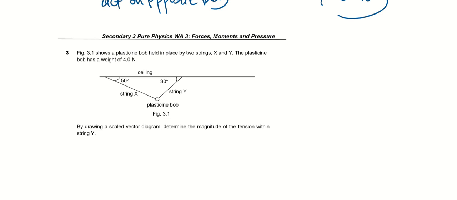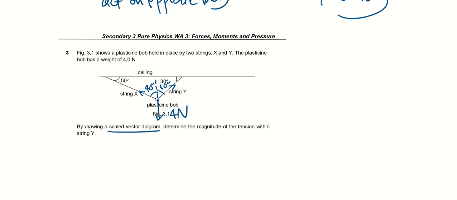Then question 3, it shows a plasticine bob held in place by two strings X and Y. Plasticine has a weight of 4 Newton, so I indicate 4 Newton here. By using a scale vector diagram, you cannot use sine rule, cosine rule to calculate. By using a vector diagram, determine the magnitude of the tension within string Y. So this is actually 40 degrees, and this is actually 60 degrees.